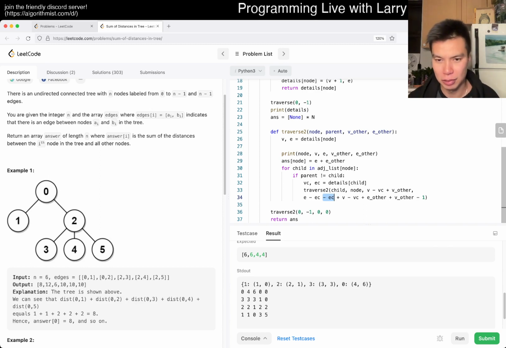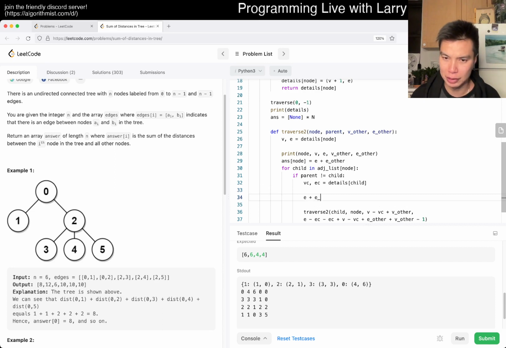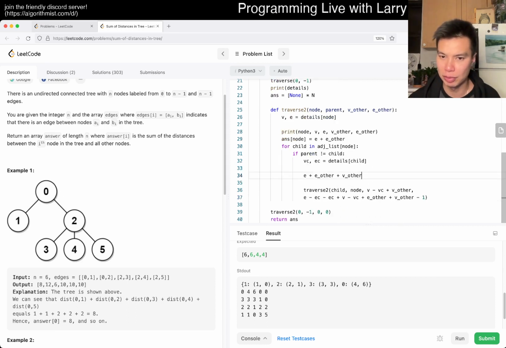Okay, let's start over a little bit. The child should have E plus E other, and E other plus V other, right? And that's just the stuff coming in, because all of these edges, or V of these edges are... and then the minus 1 may be the part that doesn't make sense. Why do we minus 1 again? Oh, because of that edge, but it's not that.